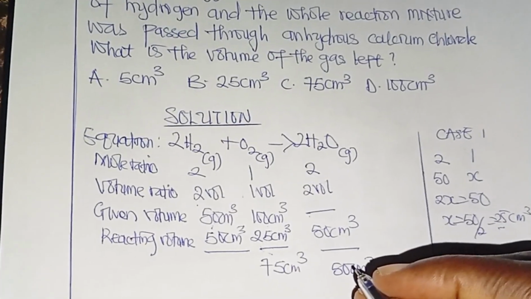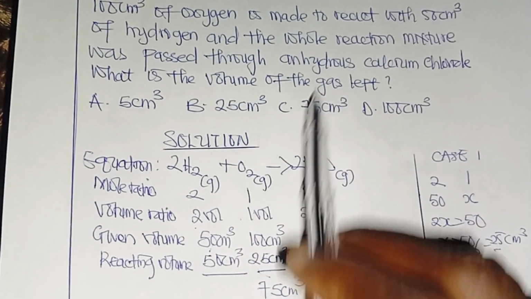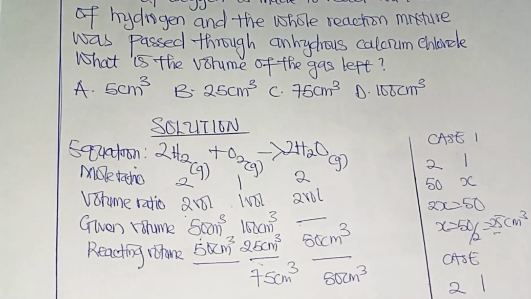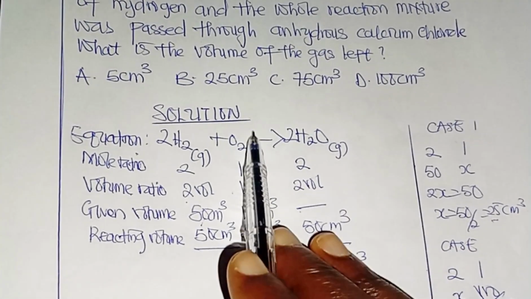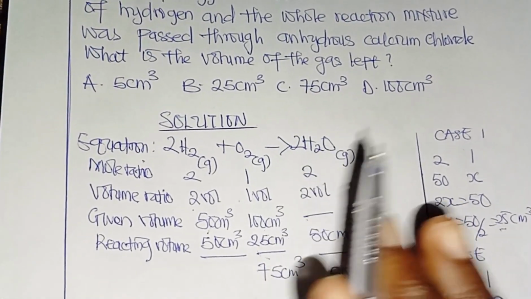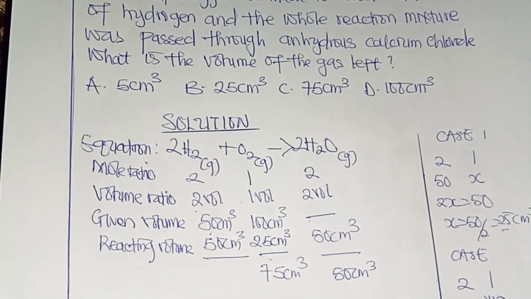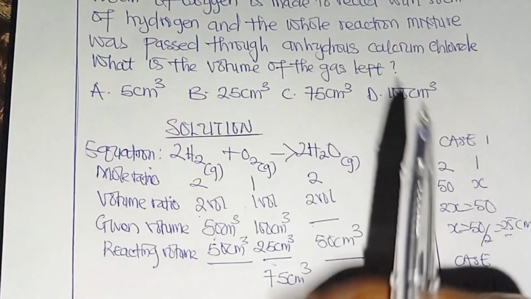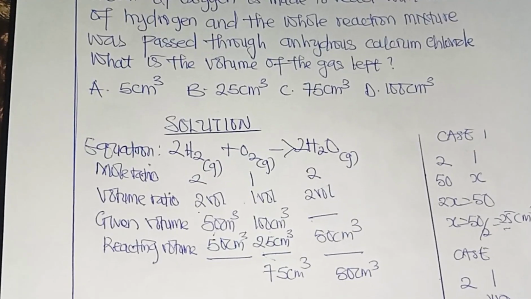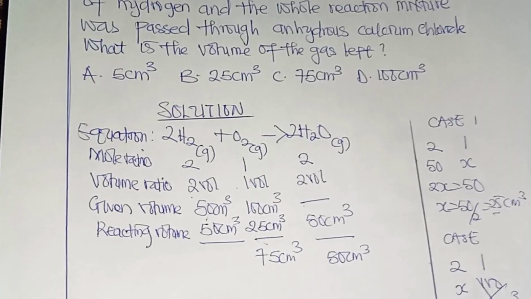Can we travel down to the question? What's the question? What is the volume of the gas left? But note that the whole reaction mixture was passed through anhydrous calcium chloride. What are the gases left? Oxygen and water vapor. The gases left are oxygen and water vapor, but the mixture was passed through anhydrous calcium chloride. Anhydrous calcium chloride absorbed the water vapor from the reaction mixture because it is deliquescent and it has a very strong affinity for water, leaving behind only oxygen as the residual gas.